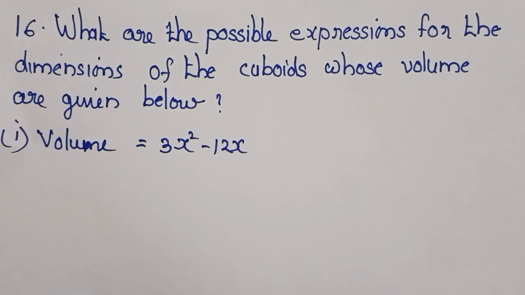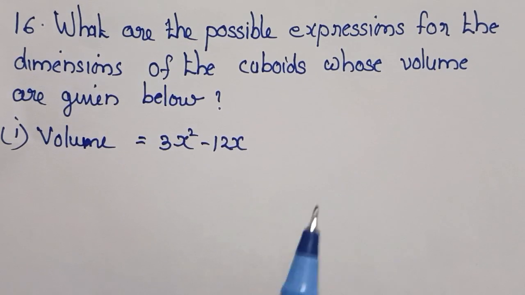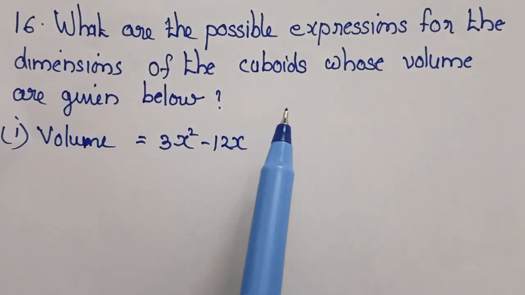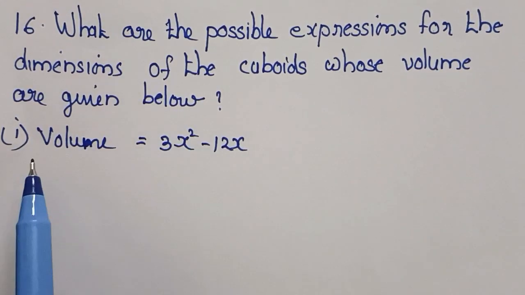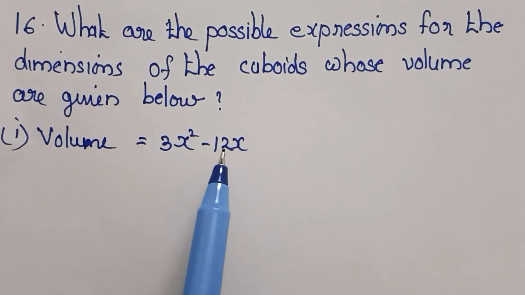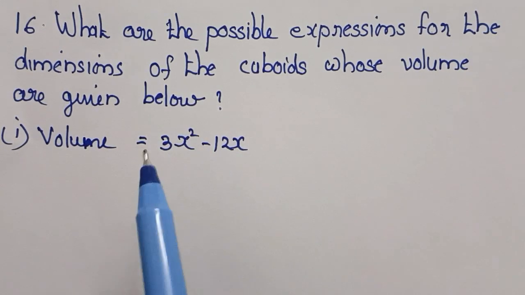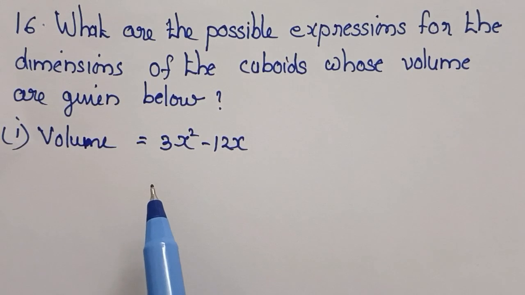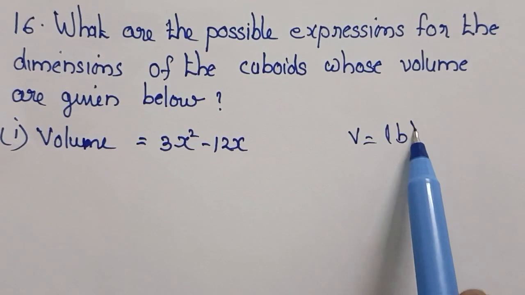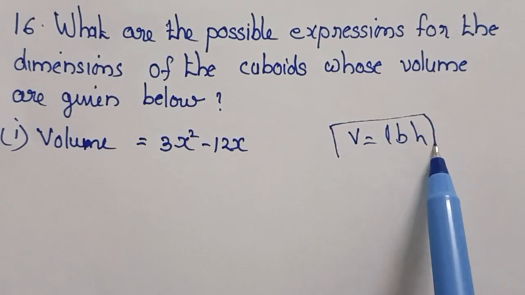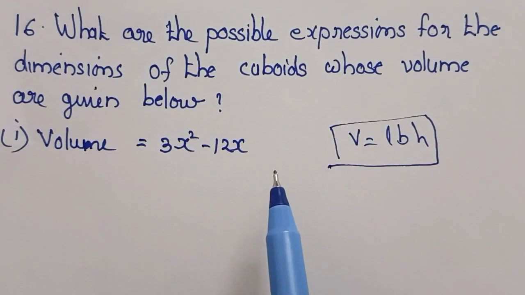16th question. What are the possible expressions for the dimensions of the cuboids whose volumes are given below? Now, cuboid volume equal to 3x square minus 12x in the first question. So, we know that cuboid volume equal to L into B into H. Volume of a cuboid equal to L into B into H. So, first we have to factorize this one. Okay, first we have to factorize.